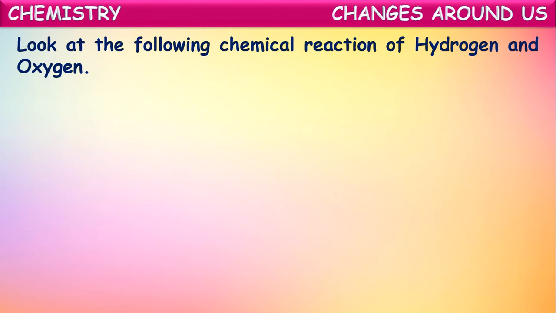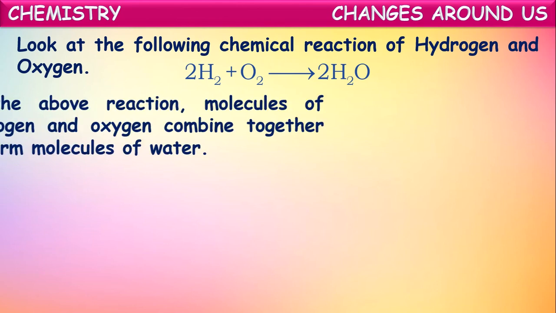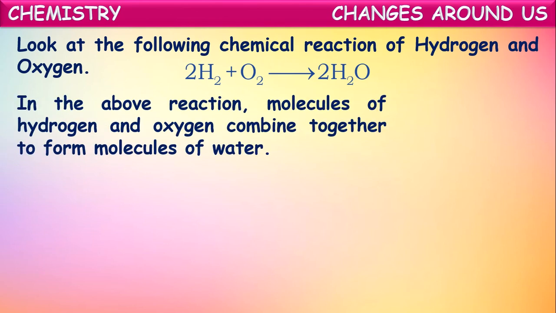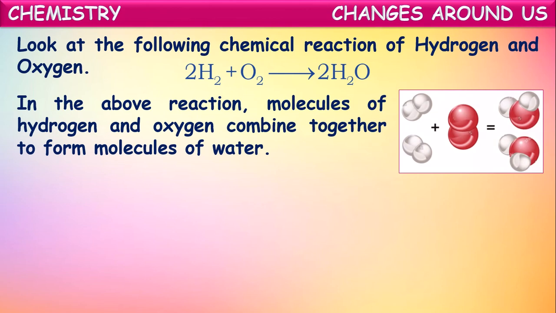So look at the following chemical reaction of hydrogen and oxygen. In the formation of water, hydrogen combines with oxygen, thus finally forming water. So the molecules of hydrogen and oxygen combine together to form molecules of water. So here we can say a chemical reaction occurred between hydrogen and oxygen.